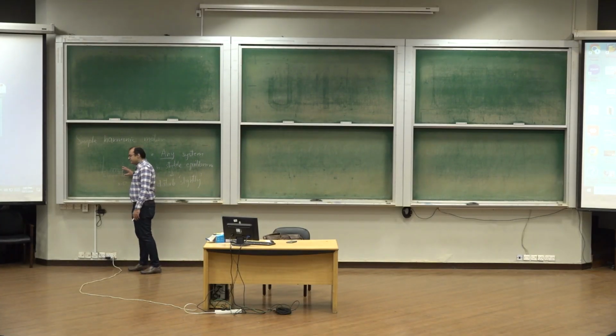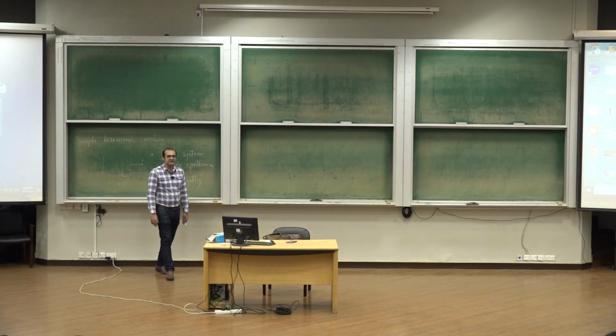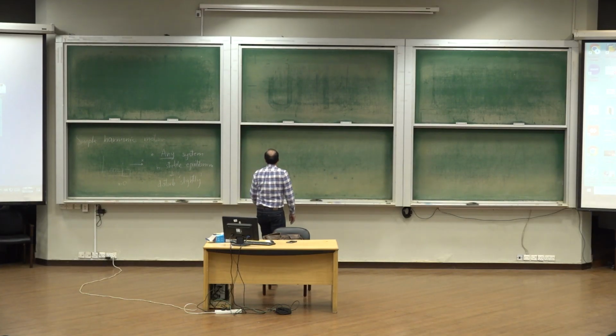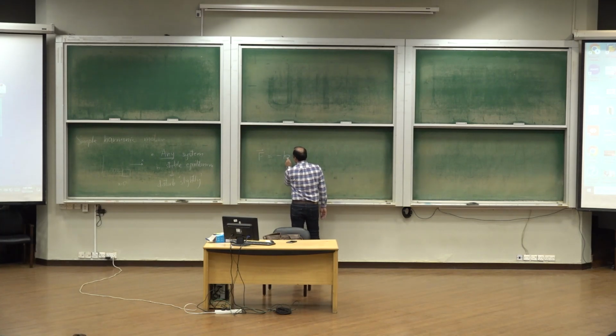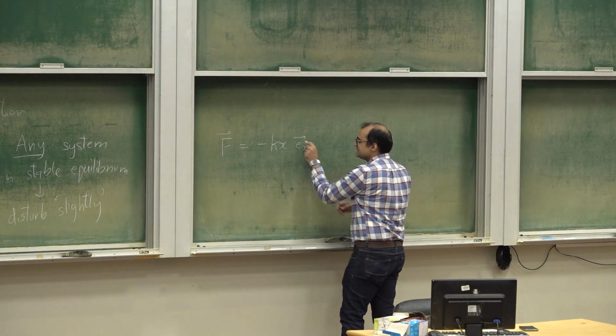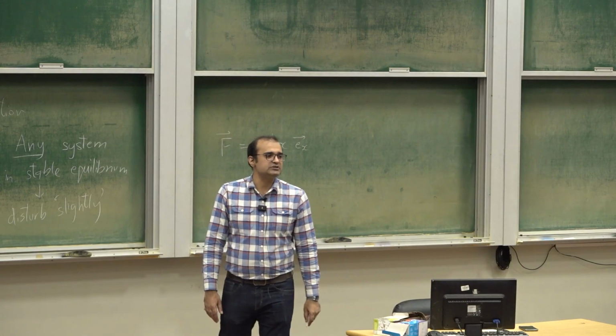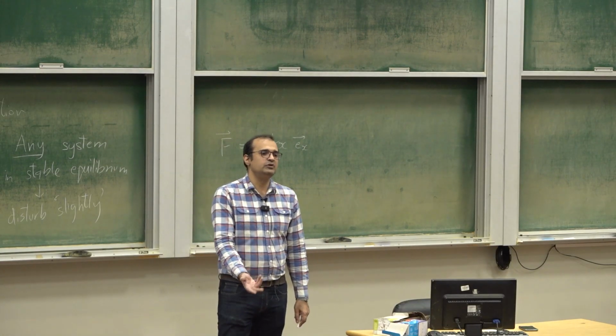If the block is on the other side, to the left of the equilibrium point, then the force that the spring exerts on the block is to the right. That's why we write down that the force that the spring exerts on the block is minus kx. This minus indicates that this is a restoring force.